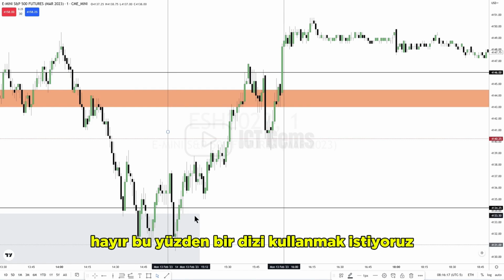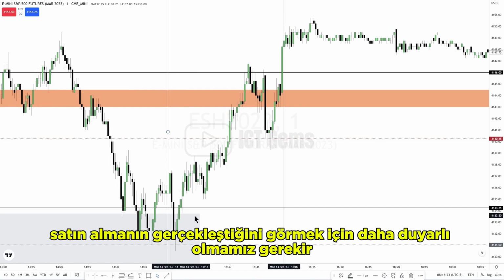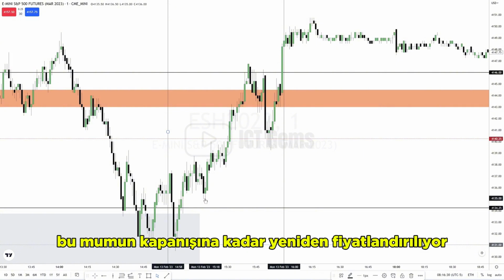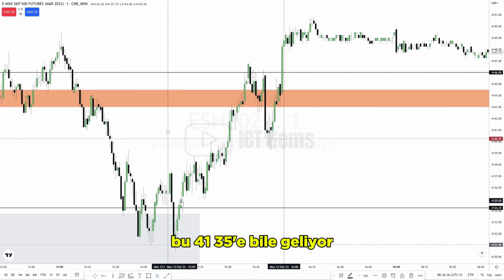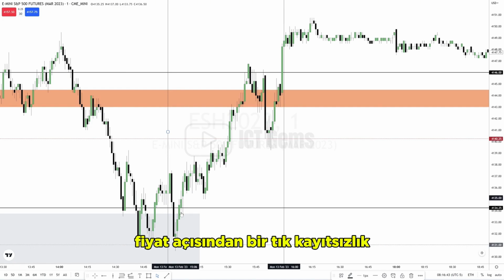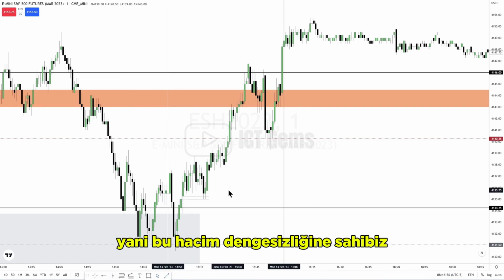No. So we want to use a specific element in price action that we would be more sensitive to, to see buying occur. Not that the buying is occurring here to send it higher. It's just that it's repricing back down to this candle's close. That comes in at 41.35 even. And the difference between that and the candle's opening next is 41.35 and a quarter. So we're only talking about a quarter, 1 tick in difference in terms of price. So we have this volume imbalance. This would be your macro.